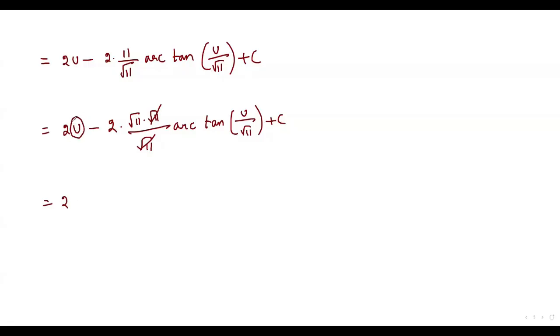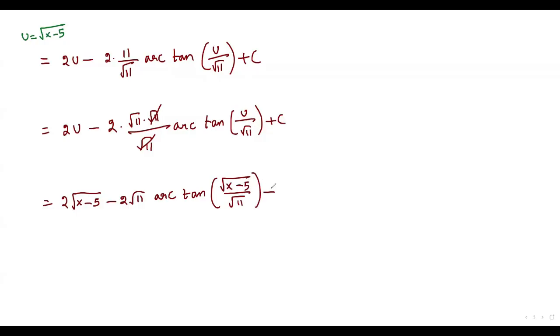Actually, u is a variable taken by us. I mean, it is given in the question for the u substitution. So the original expression for u is the square root of x minus 5. This is given in the question itself. Now we can plug in this original expression, the square root of x minus 5, for this u over here. Then I'm getting 2 times the square root of x minus 5, minus 2 times the square root of 11 times arctangent, and for this u we also plug in the original expression, that is the square root of x minus 5 over the square root of 11, plus c.